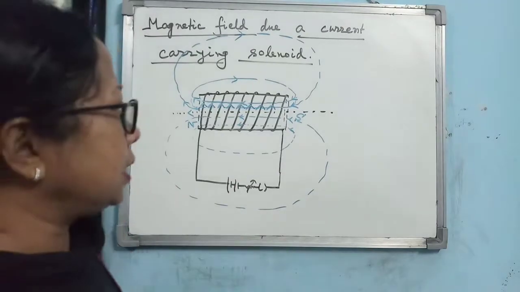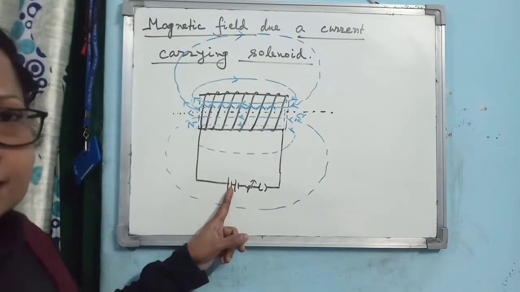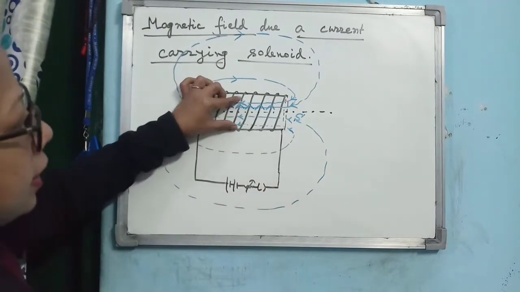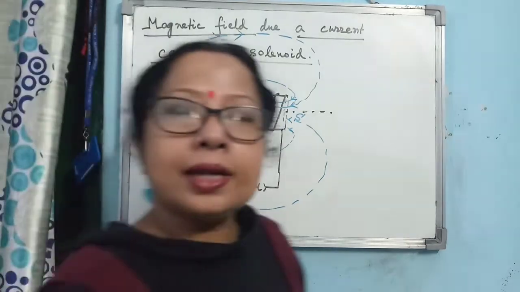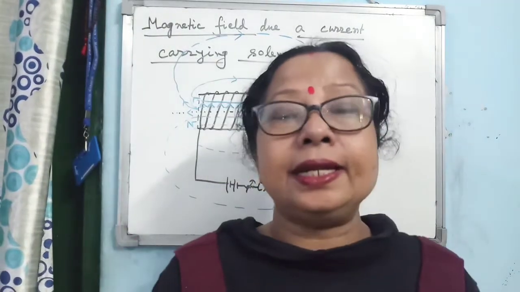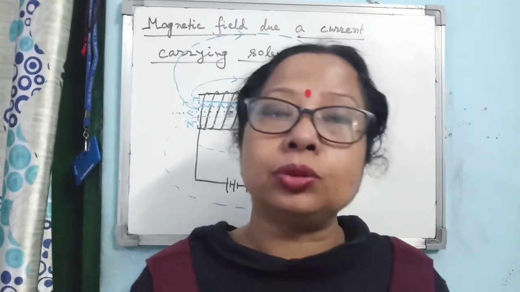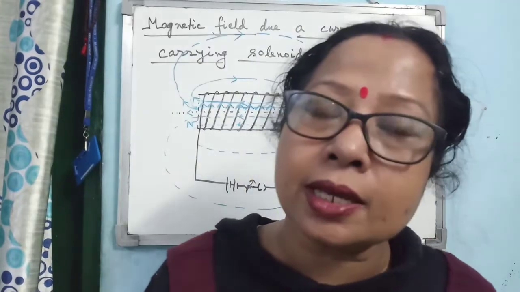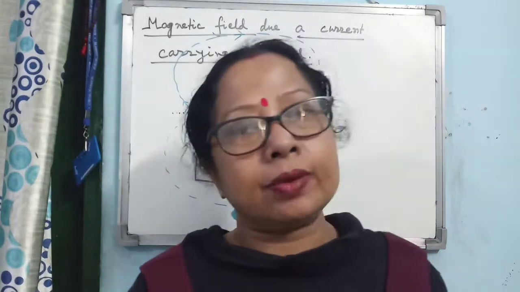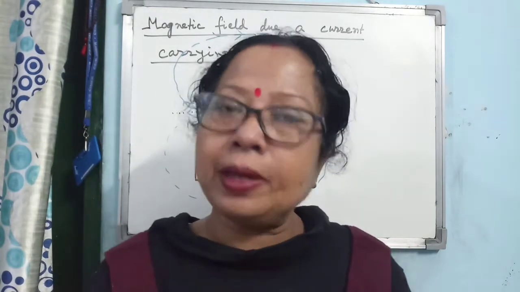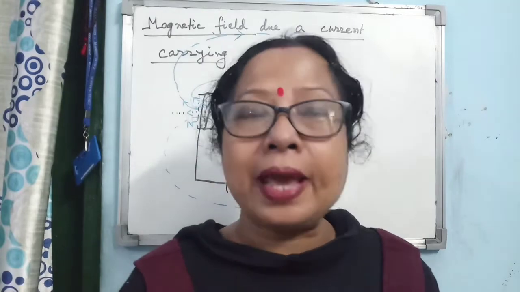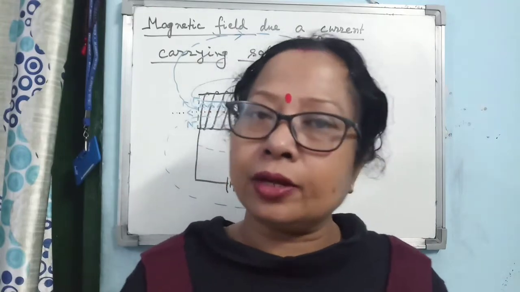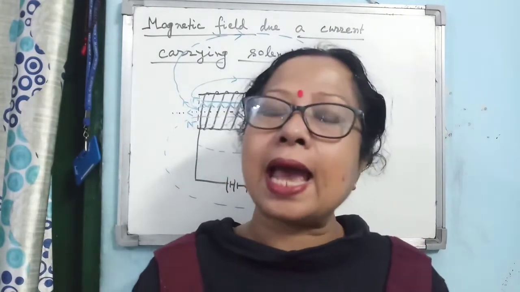Alright, then next, if you increase the magnitude of the current by the rheostat, then you will observe that the concentration of the lines of force increases. What does it mean? Magnetic field depends on the current passing through the solenoid. If current passing through the solenoid increases, magnetic field increases, and vice versa. What is the next point I said? I am repeating it: magnetic field depends on the current passing through the solenoid. If the current increases, magnetic field increases and vice versa.